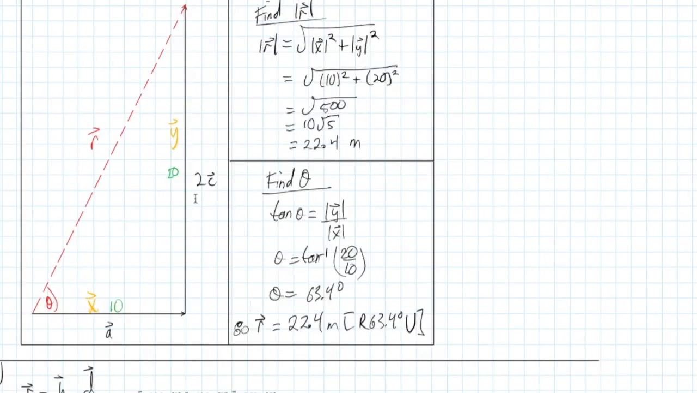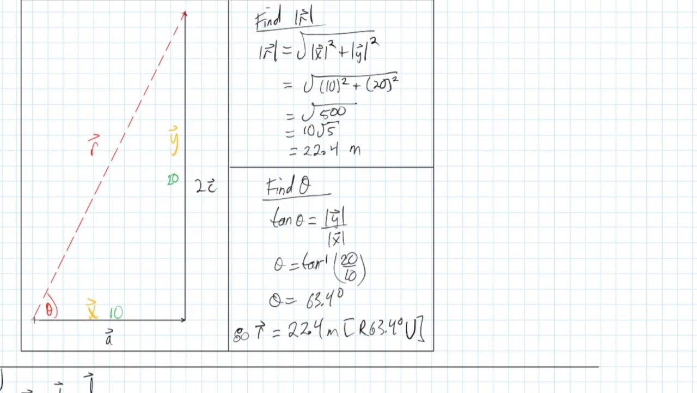And as a reminder of how we got that, if I redraw the resultant, it starts here at the tail of A. We know we went this way first towards A, and then we moved up to 2c. So as you can see, our vector goes right, and then it swings up like that. Therefore, right, 63.4 degrees up.